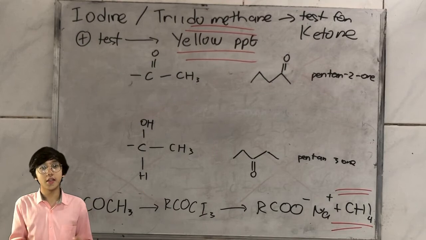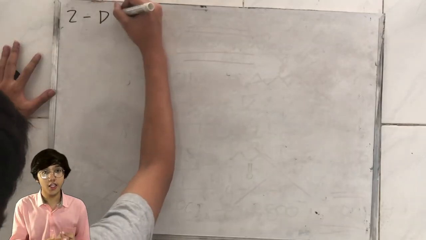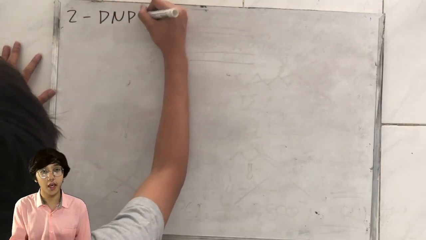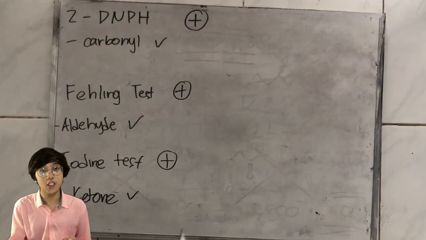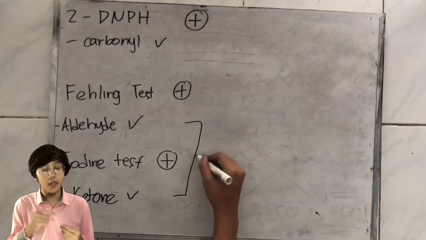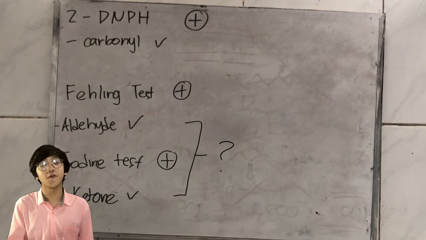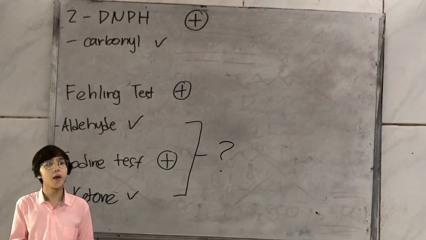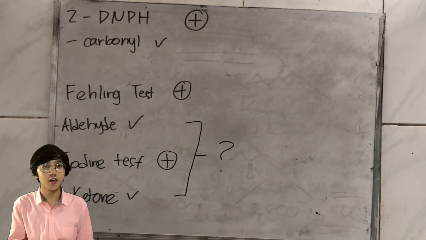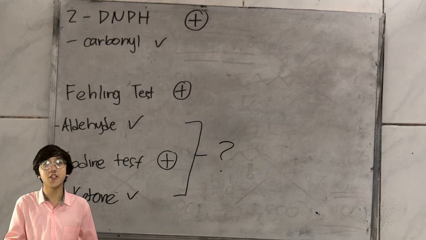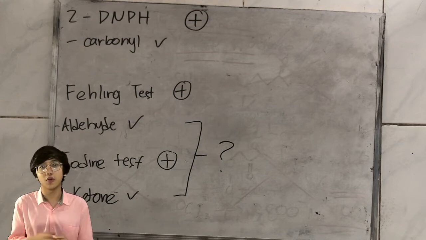So the question states that it got a positive test for the 2,4-DNPH. It got a positive test for the Fehling test. It also got a positive test for the iodine test. But Glenn, I hear you ask, how can it be a positive test for both aldehyde and ketone? Dumb! Dumb! That's a dumb question, and you're dumb!